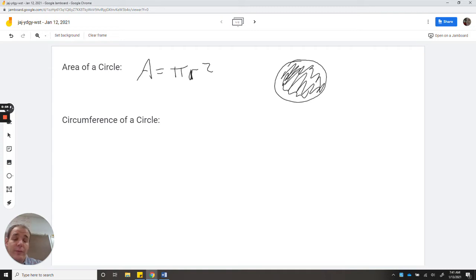Circumference of a circle. Circumference, there's two different formulas you can use. The first one is pi times the diameter. Okay, pi times diameter. The other one you can use is circumference equals 2 pi r. Now, in terms of remembering, I'm going to suggest you use the one for circumference equals pi times diameter, because here's why I think that's great.